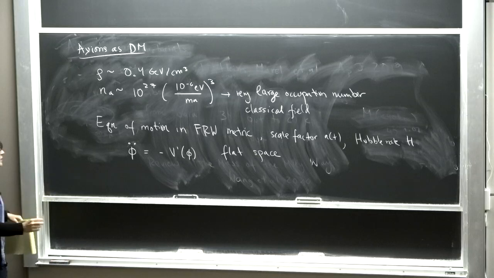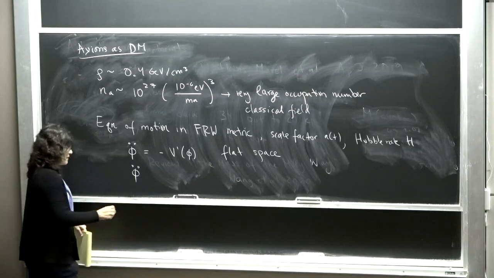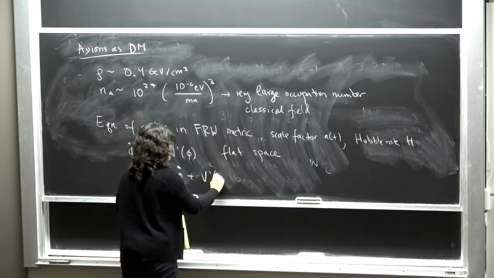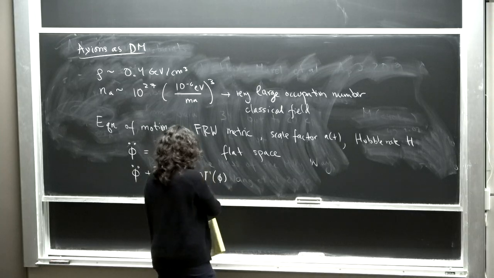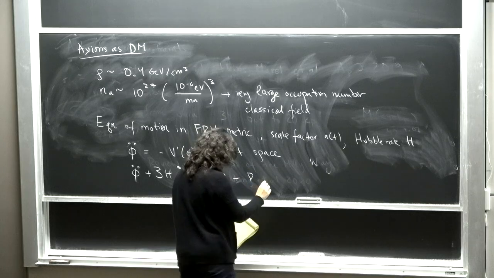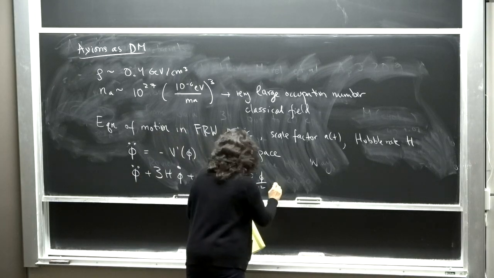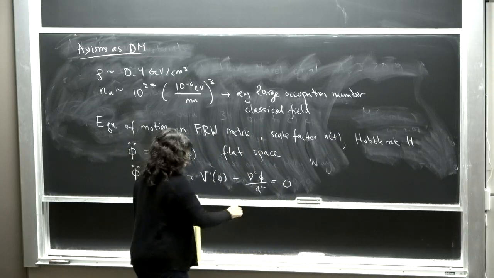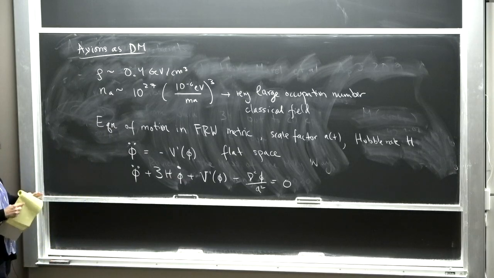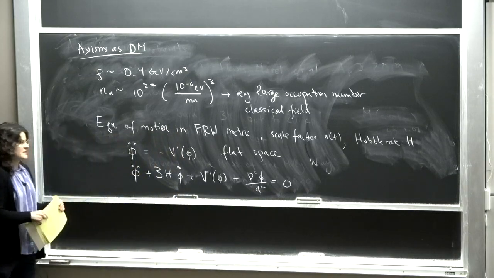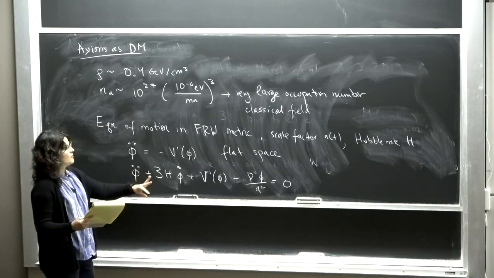If you have an expanding universe, there's extra terms which manifest as Hubble friction. So there's a term proportional to phi dot. There's still the derivative of the potential of the scalar field. And there's also gradient terms. So you can see the gradient terms redshift away very quickly. So even if the axion started its life as some distribution of momenta, this term dilutes away as the scale factor increases. So now we'll ignore it.